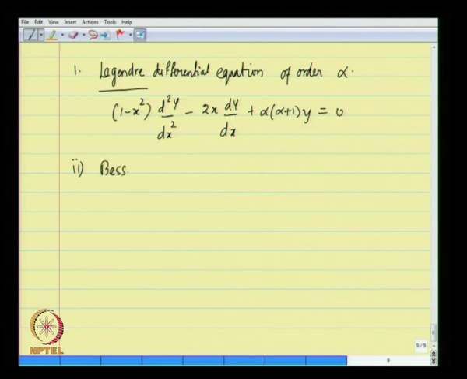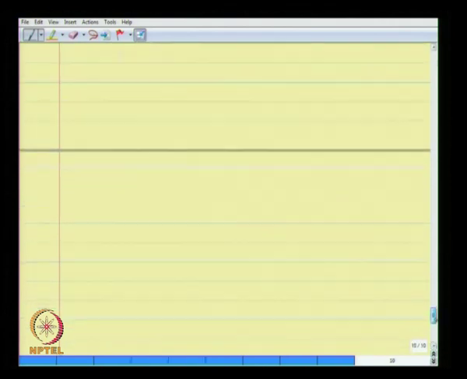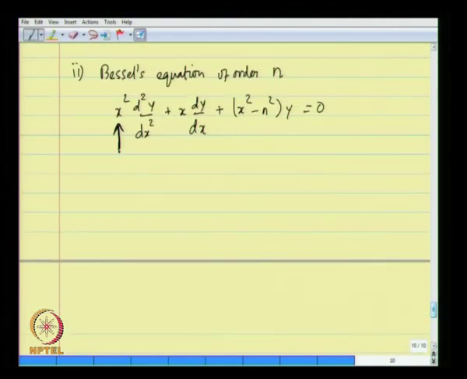It is known as Bessel's equation of order n given by x square d square y by dx square plus x dy by dx plus x square minus n square y is equal to 0. Please note that the second derivative is multiplied by x square. Therefore, x is equal to 0 is a singularity, and one has to be careful about writing the solutions or solving this equation. Okay. We will not do this in this course, but it is important to remember that it is an extremely important equation in physics and mathematics.